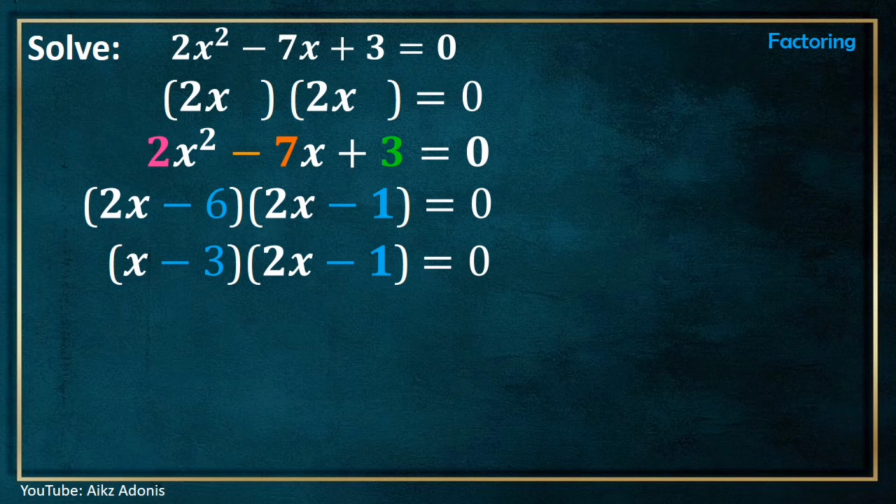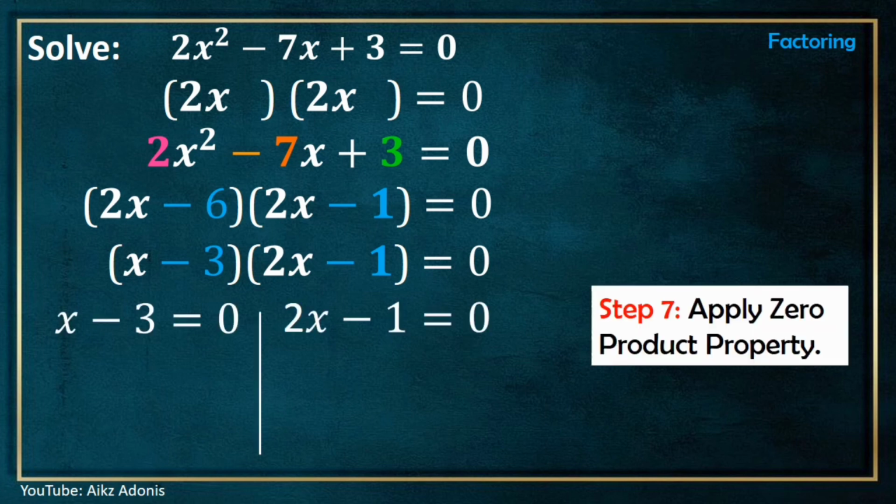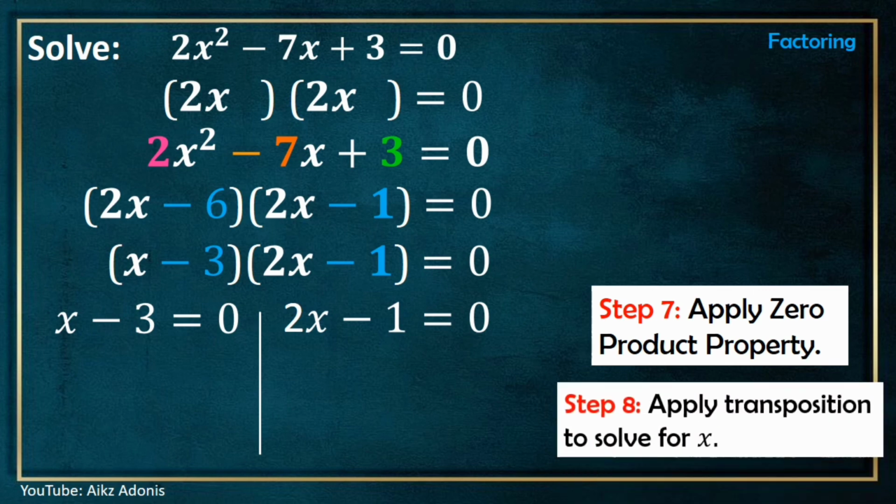Now, let's equate the factors to 0. So we have x minus 3 equals 0 and 2x minus 1 equals 0. Step 8. Apply transposition to solve for x. Given x minus 3 equals 0, let's transpose negative 3 to the right. So negative 3 will become positive 3. So we have here x equals 3.